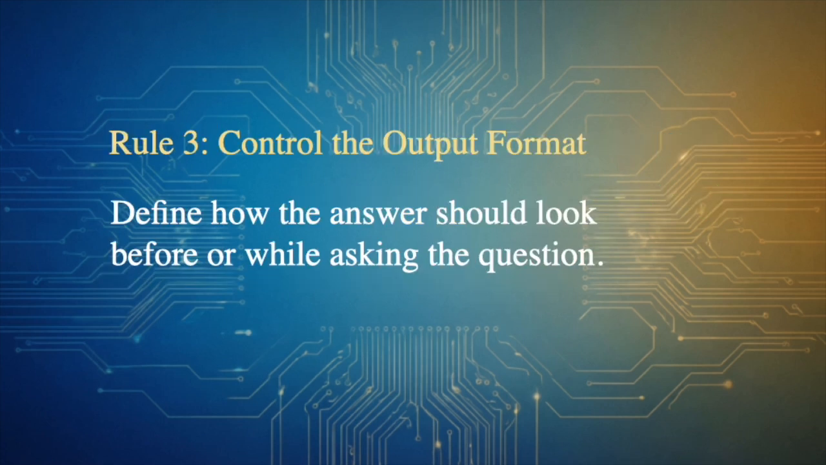Rule 3. Output format control in prompt engineering means specifying how the AI's answer should be structured or presented, such as bullet points, tables, steps, JSON, or a paragraph, either before or after asking the question, so the response comes out in a predictable and usable format.